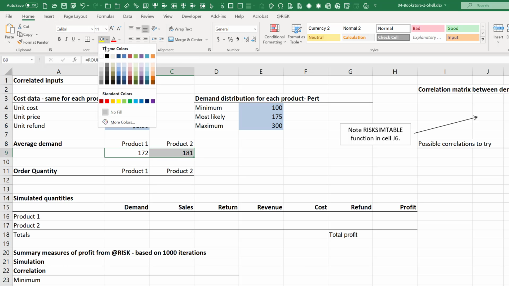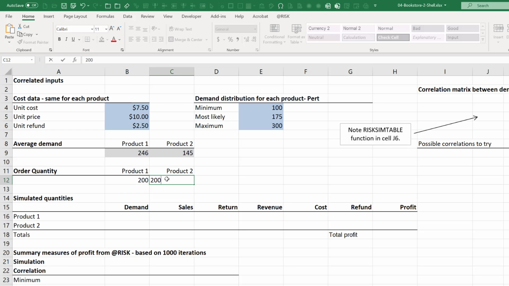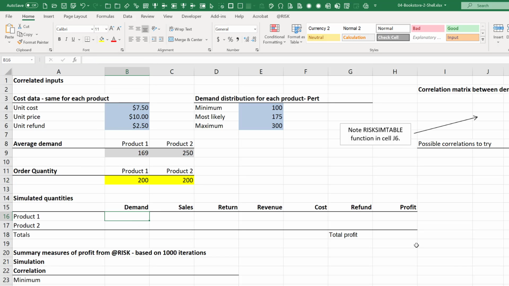And let me color code it as gray to indicate that that's the input, uncertain input. So light blue is certain input, this is uncertain input. Now order quantity, again we will assume 200. So that's our decision variable. And then we have the demand, and I've added one more column this time as a return.